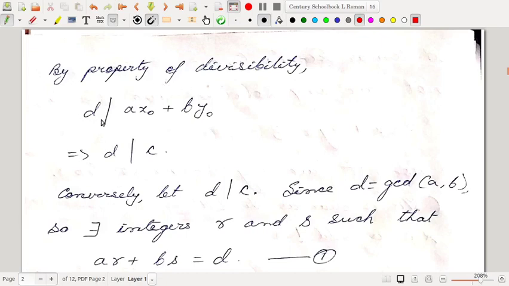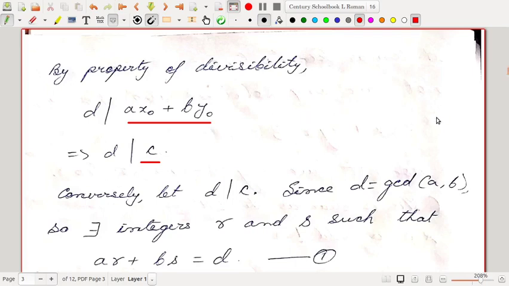If D divides A and D divides B, then D also divides their linear combination. So D divides A and D divides B, which will imply D divides AX naught plus BY naught. But what is AX naught plus BY naught? We have seen that it's equal to C. So D divides C. So if the equation has a solution, then D has to divide C.